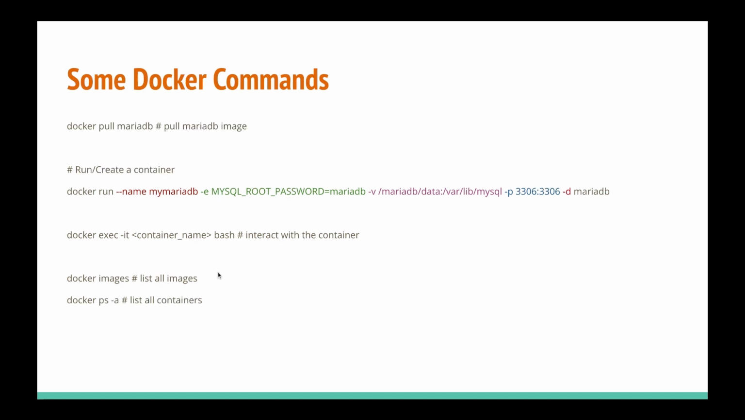If you want to see the images on your computer, you can say docker images or docker image ls. And if you want to see all the containers, you can say docker ps -a. If you don't use -a, it's just going to show you the running containers. If you look at this command, we are using an already existing Docker image, but you can create your own images too.